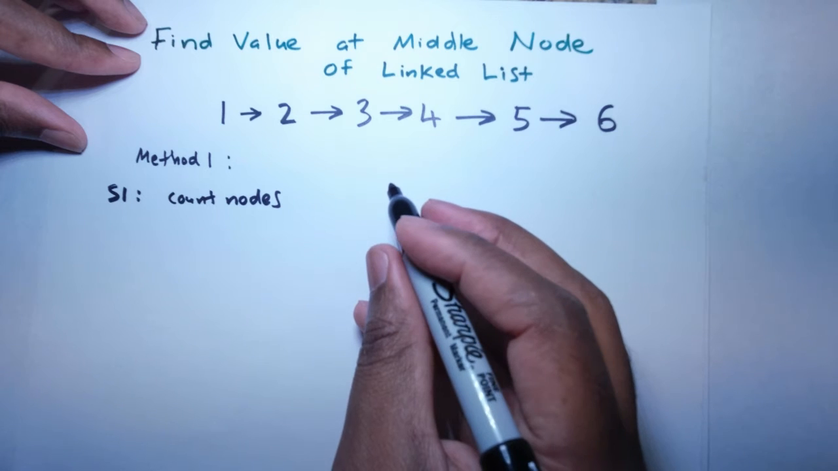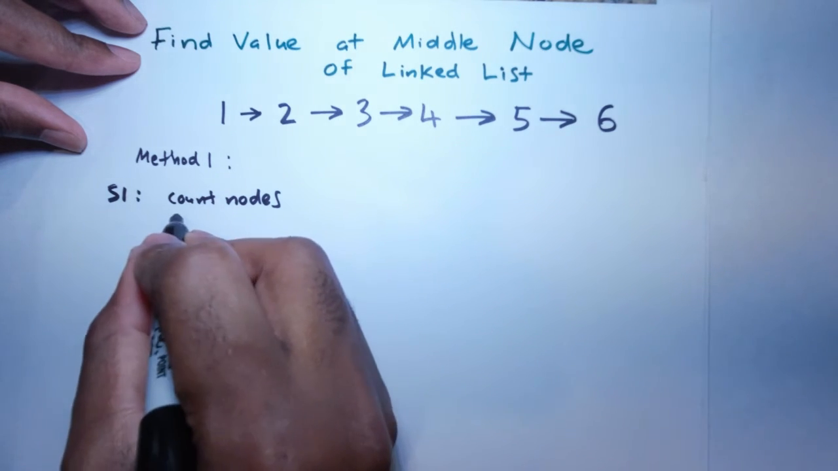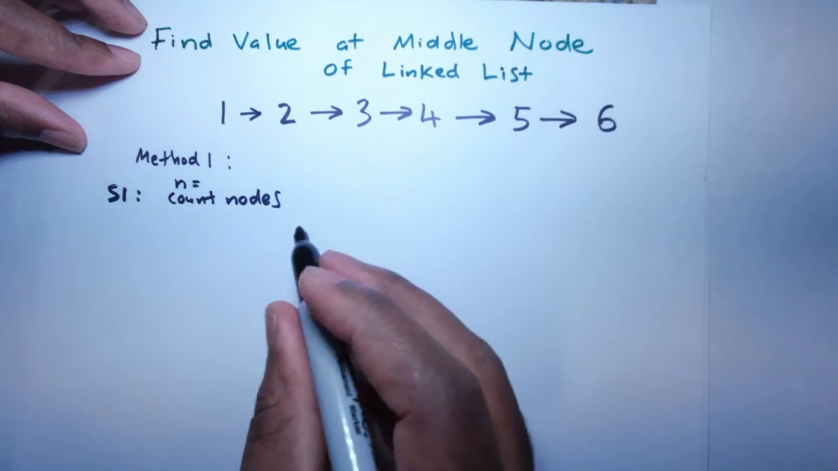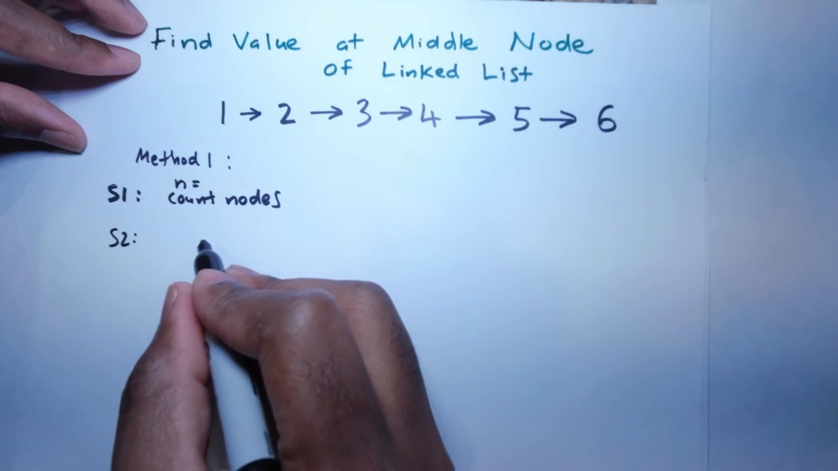And let's assign these nodes. Let's call this n. So n is equal to the node count. And then step 2 is to find the midpoint.